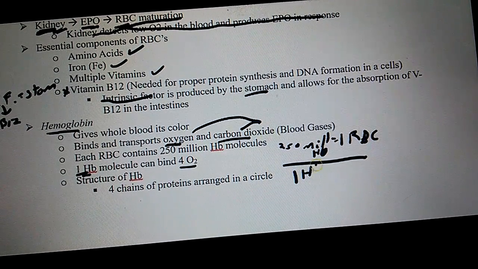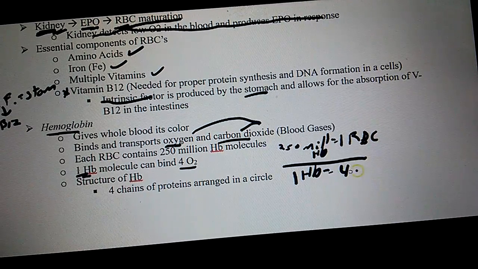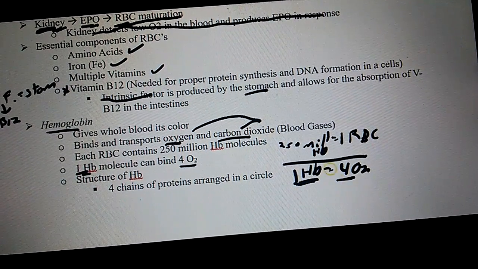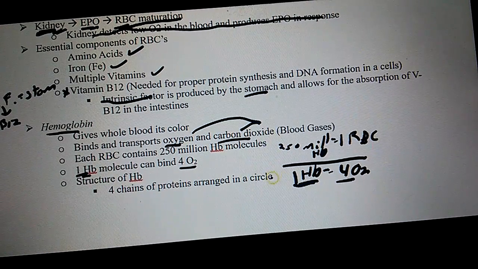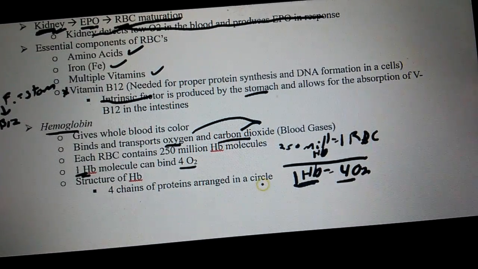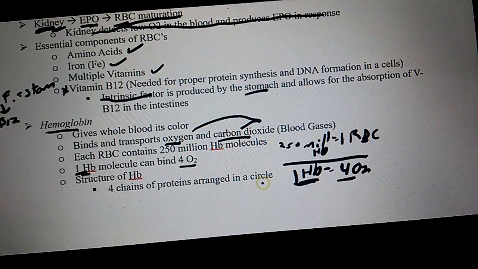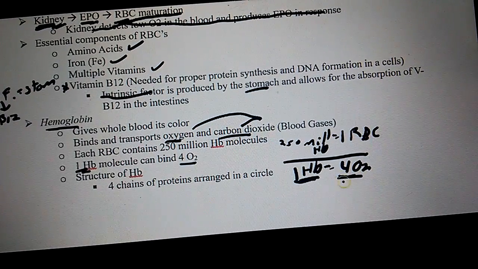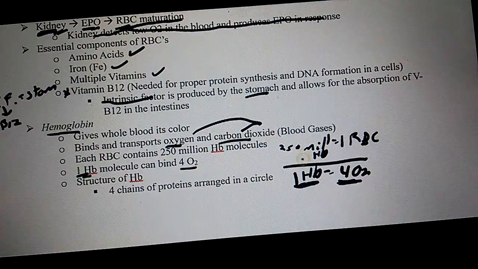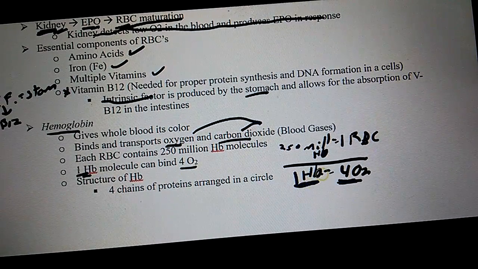One hemoglobin carries how many oxygens? 4 O2s. So when I say one hemoglobin, you say 4 O2. One hemoglobin, 4 O2. What is 4 O2? One hemoglobin. So how many oxygens does one hemoglobin carry? 4 O2.